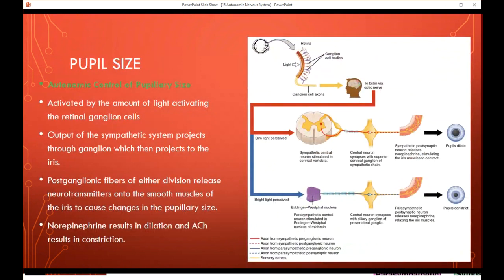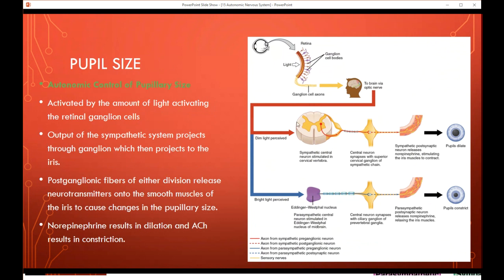So pupil size. Pupil size is under autonomic control, right? If you guys have had a lab with me, then you've already seen this happen in lab. What happens is that we activate this pupil size by the amount of light, and we do that using what are called our retinal ganglion cells. Our output of our sympathetic system projects through the ganglion, and then it projects to the iris. So we can either dilate the pupil or we can constrict the pupil. Dilate means to get bigger, constrict means to get smaller.